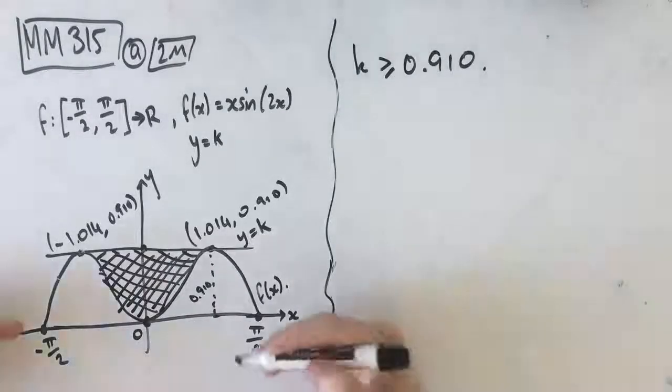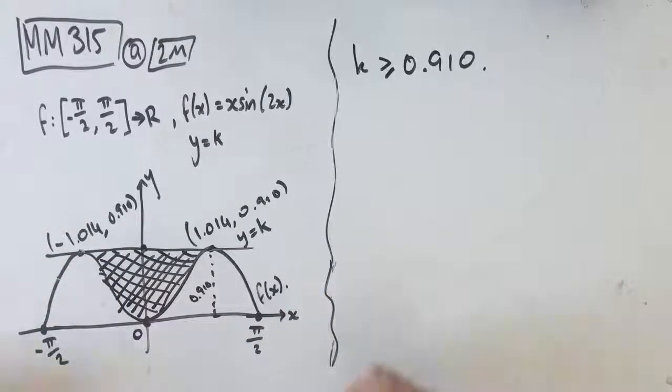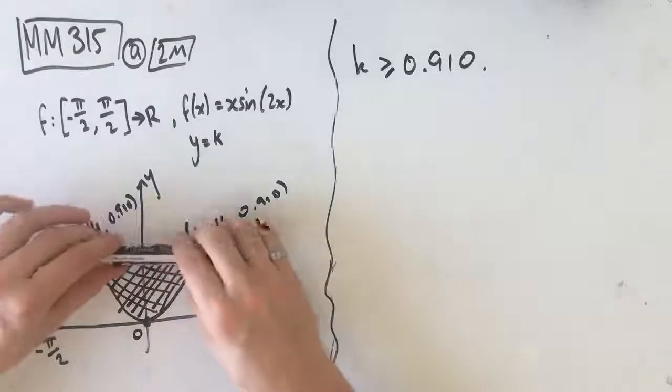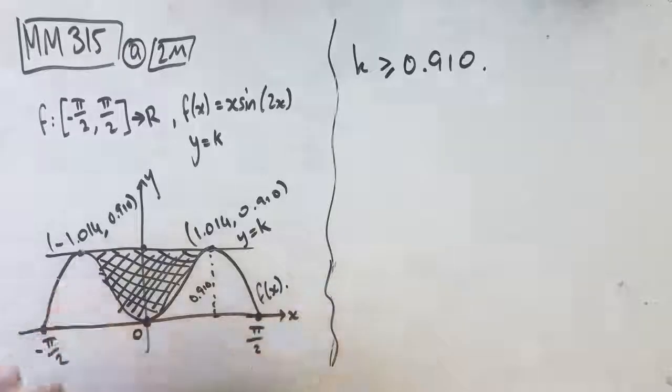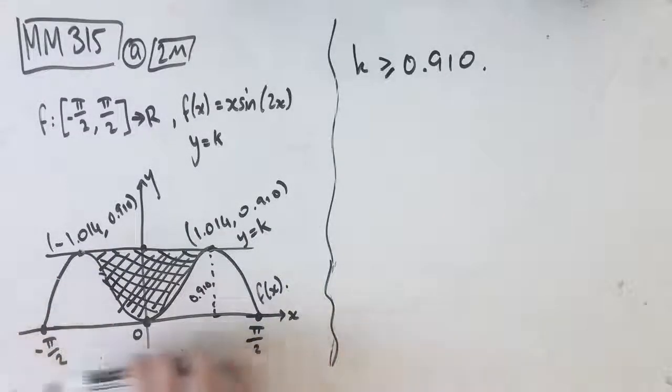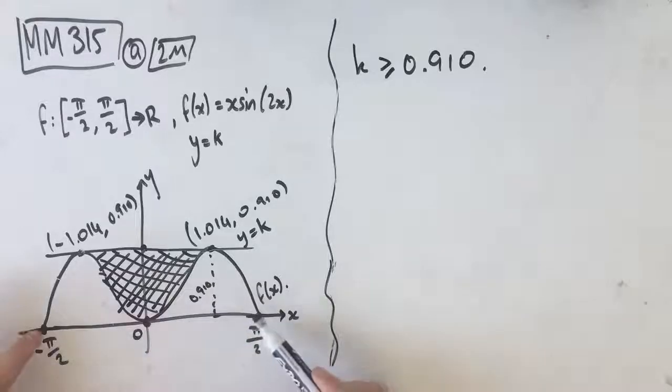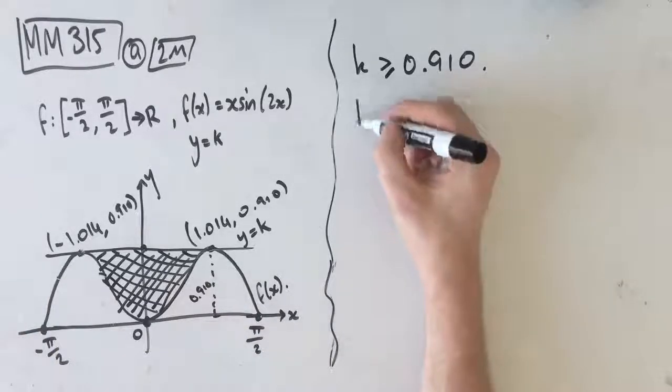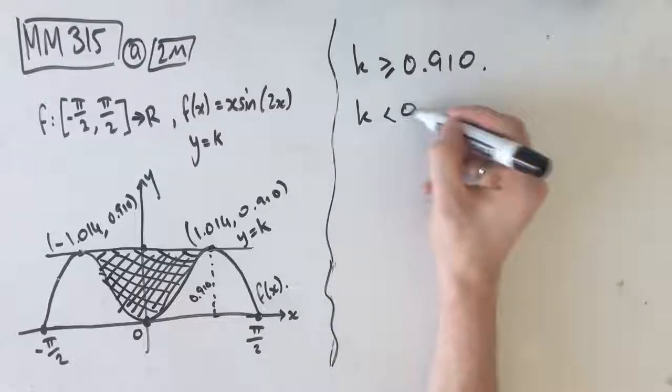Our second thing is below the graph, right? Because if we move this k line down past the x-axis, we're actually going to not have any solutions either, right? There's going to be no points of intersection here because this f of x graph stops on either side here at the axes. So that means that k is less than 0, right?